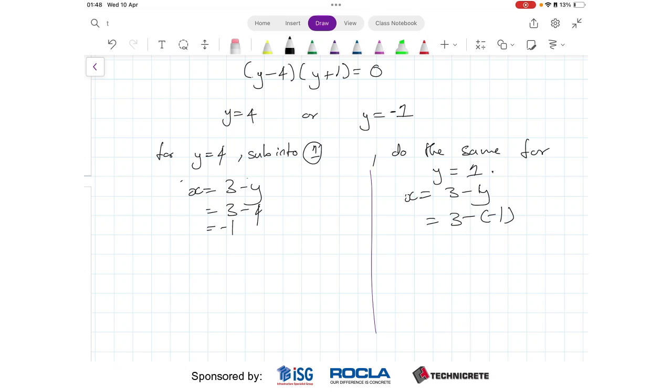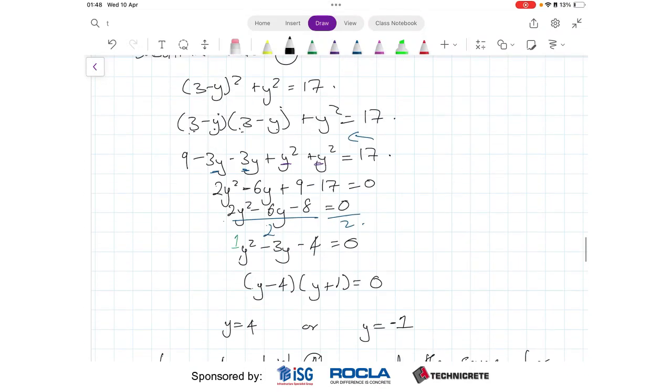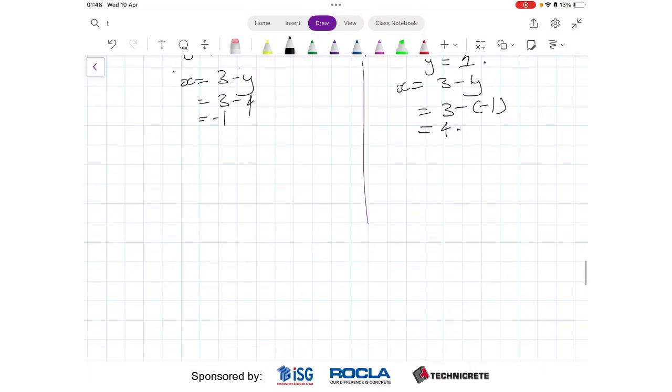So now what happens now? This is equal to 4. So I hope that made sense. This is quite the easy simultaneous equation, so it shouldn't be that difficult to grasp.